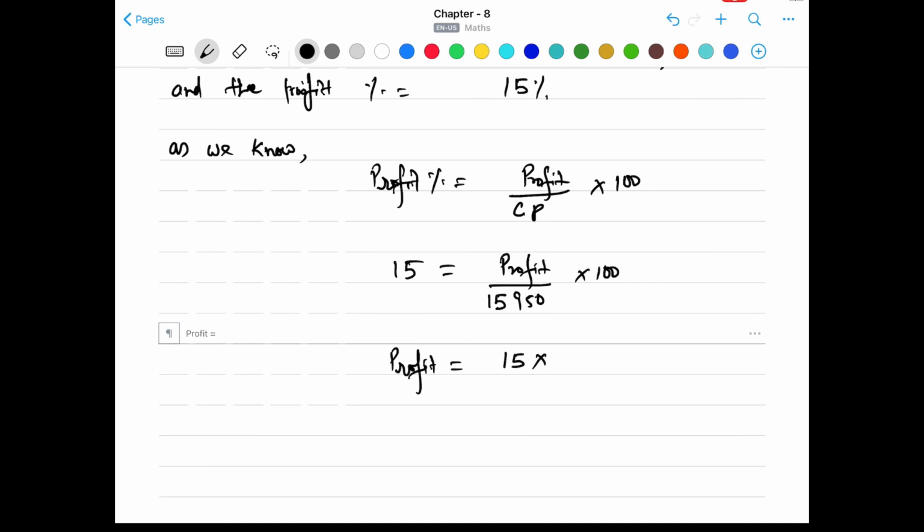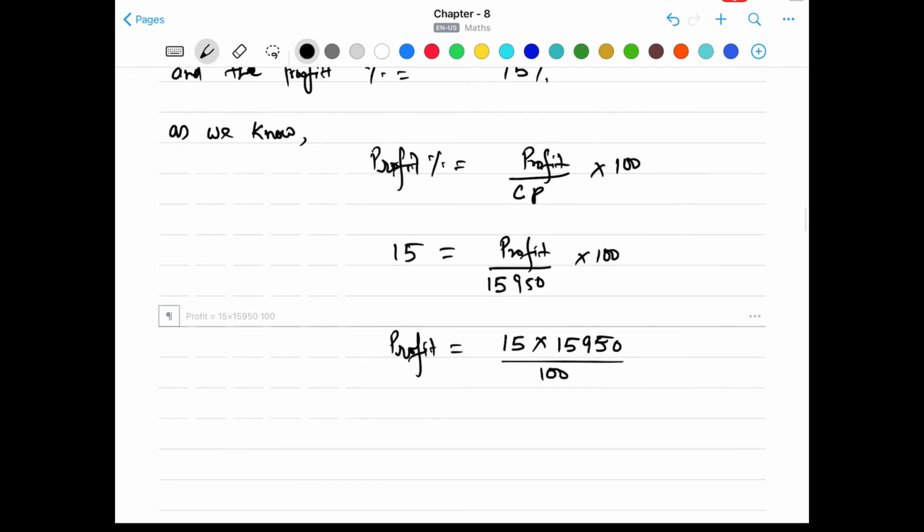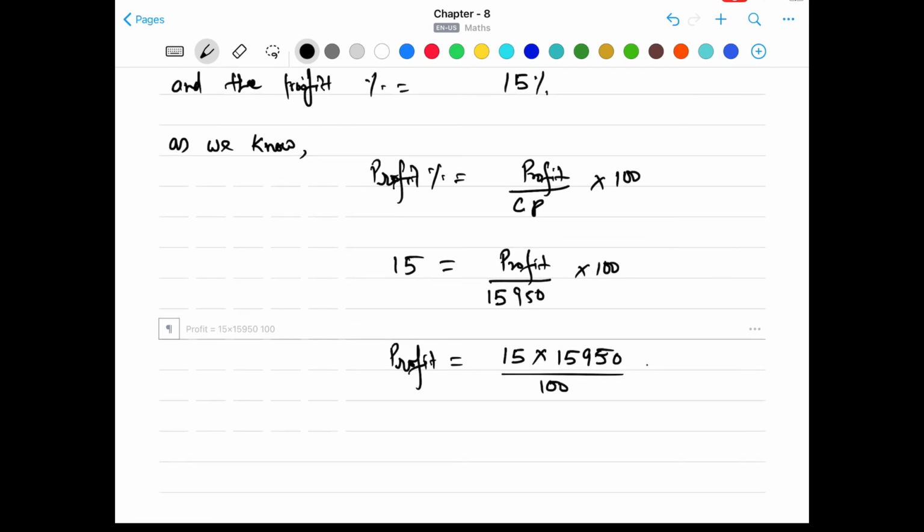So the profit from here will be 15 into 15,950 divided by 100. Now we have to solve this. You can solve this easily by dividing the numbers. So you will get the result as 2,392.5. So that is the profit on this article.